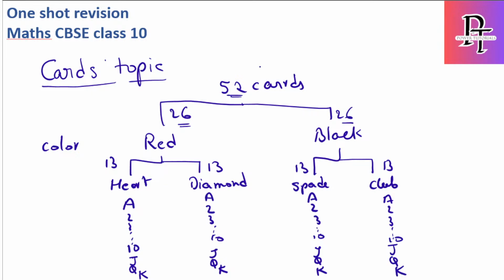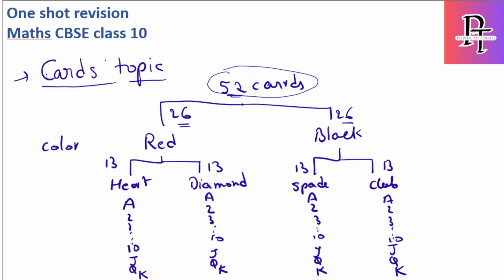So you understand why the total is 52: 13 hearts and 13 diamonds are red, 13 spades and 13 clubs are black, and 26 and 26 total is 52. This is a very important point with respect to the cards topic, because we need to understand how many hearts are present, how many clubs, how many black cards, and what the numbers are. Based on that only you can solve any type of question.